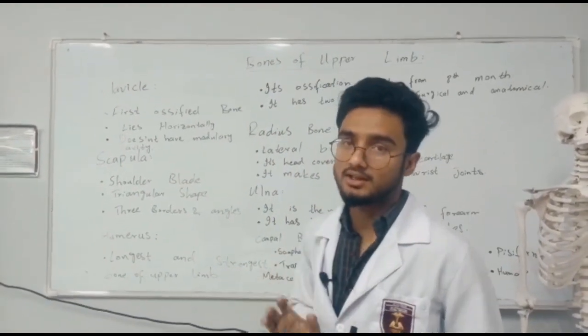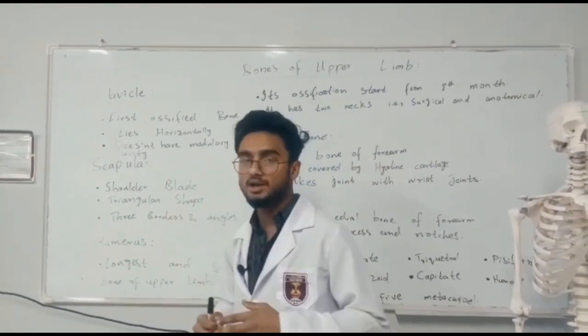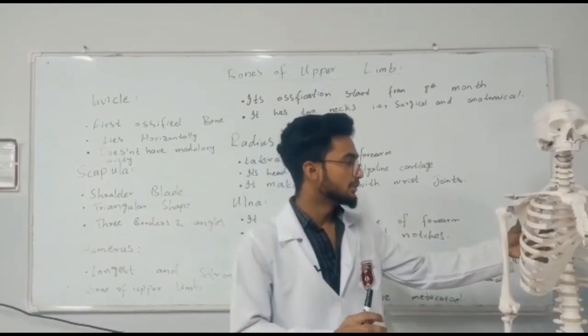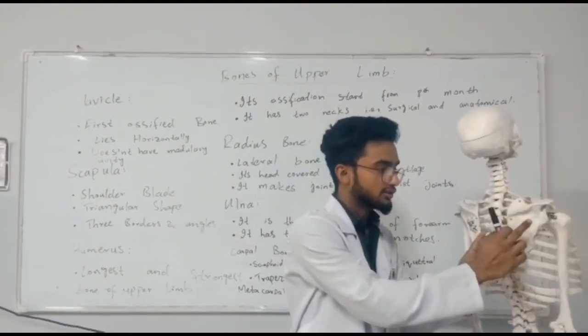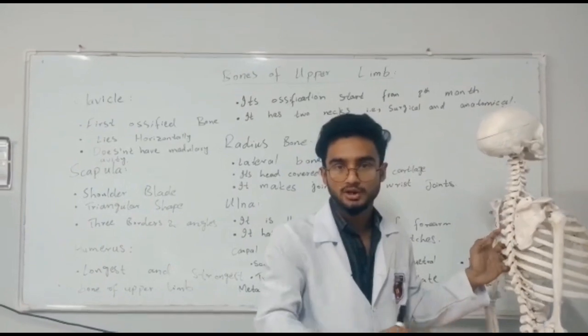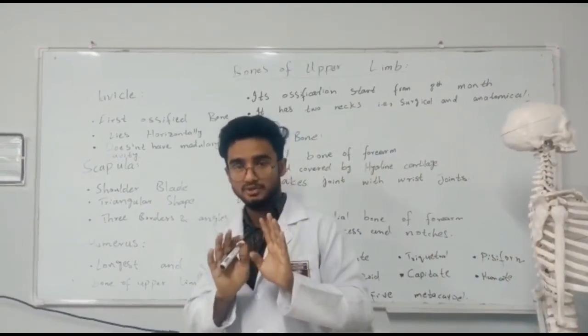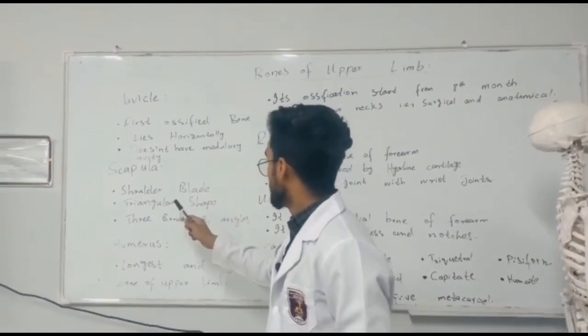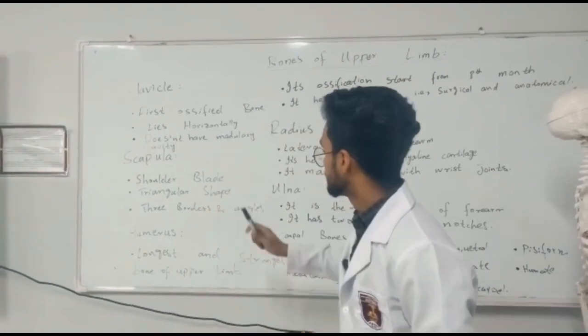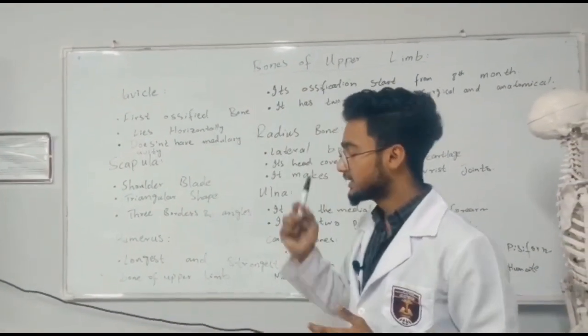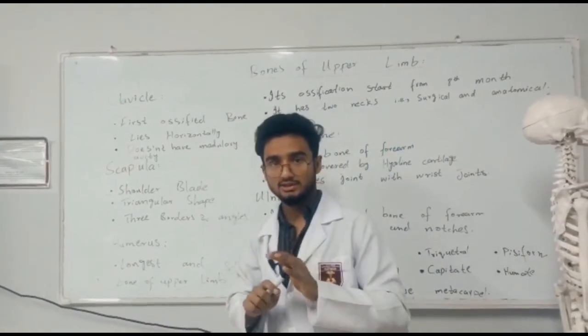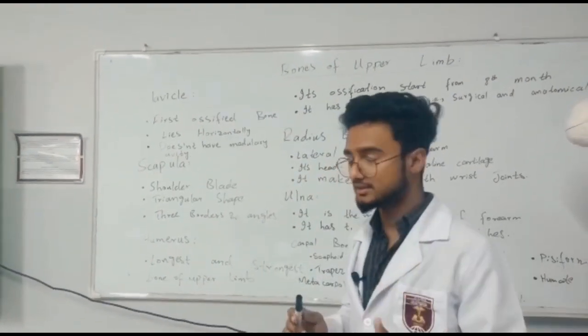After the clavicle, we have the scapula. The scapula is present backward of the clavicle, as you can see here. Okay, it is a triangular shape. It is also called the shoulder blade. Its shape is triangular and it has 3 borders and angles. The scapula has 3 angles and borders.